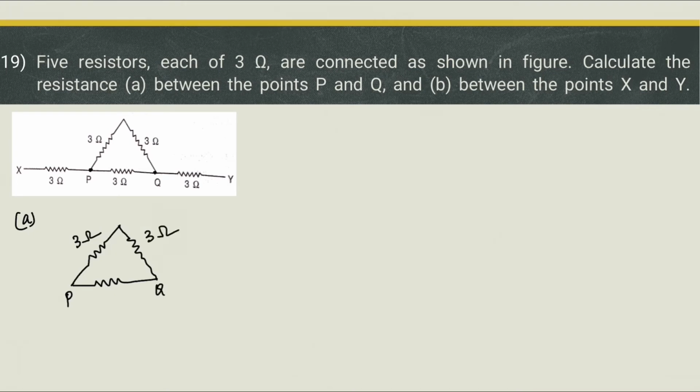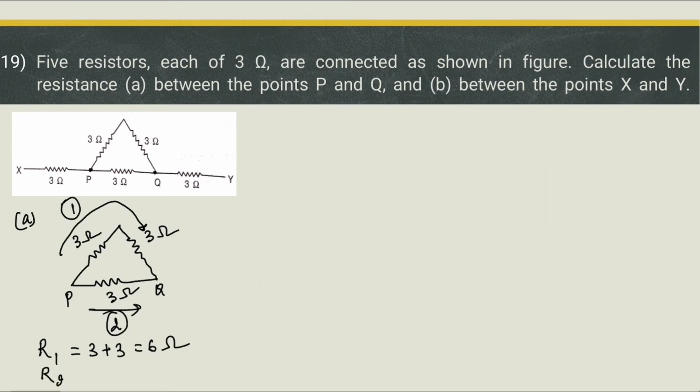So to find equivalent resistance between P and Q, as usual we identify the number of paths. This is path number 1 and this is path number 2. For path 1, equivalent resistance R1 is 3 plus 3, 6 ohm, and there is only one resistor on path 2, so it is already simplified. Now these two paths are exactly in parallel.